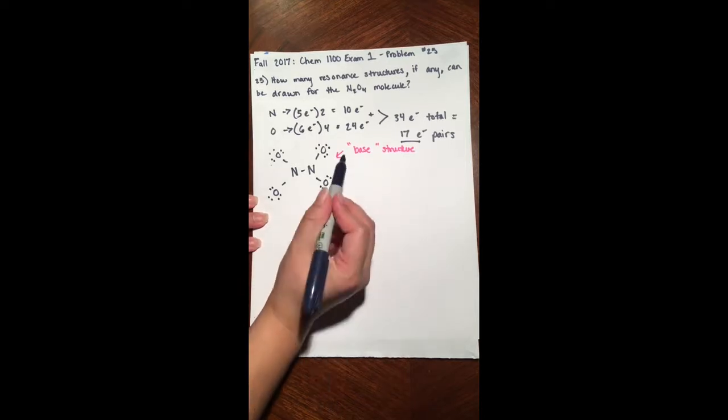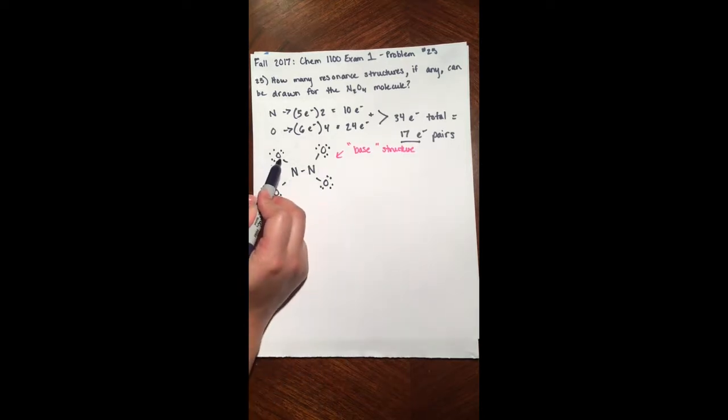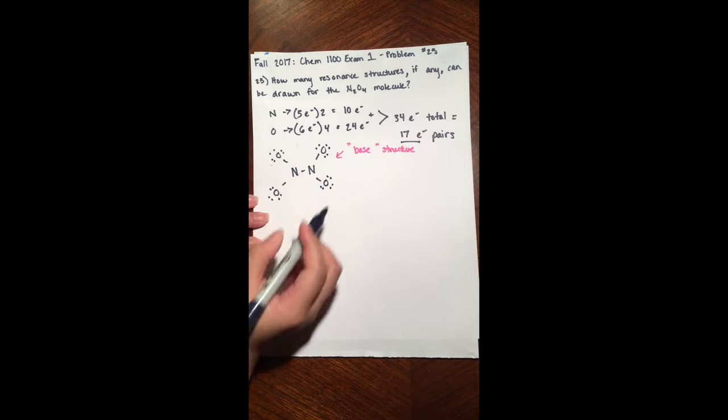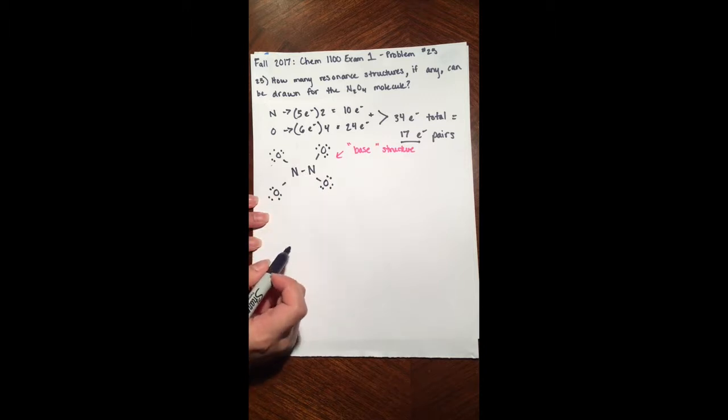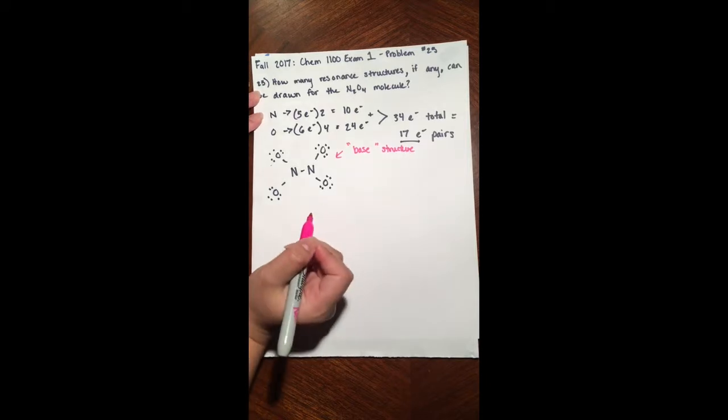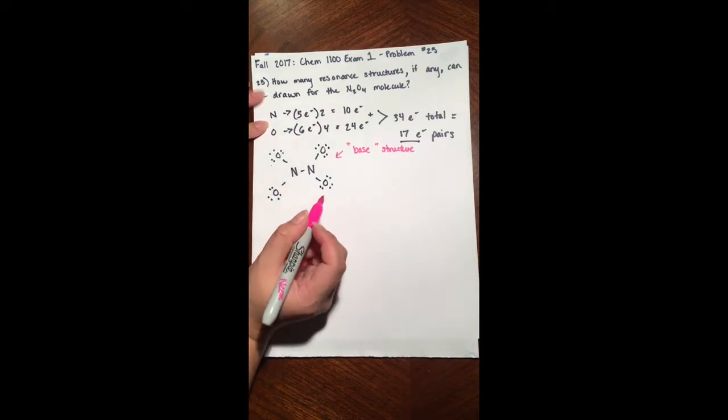So if we look at the structure, each of the oxygens have a complete octet. They're all happy, they all have 8 electrons, but the nitrogens, they only have 6. We need to complete their octets. But we don't have any more electron pairs because we already have 17 electron pairs. So in order to give nitrogen a complete octet while maintaining the complete octet of the oxygens, we're going to take some of an oxygen's electrons and share it with nitrogen.